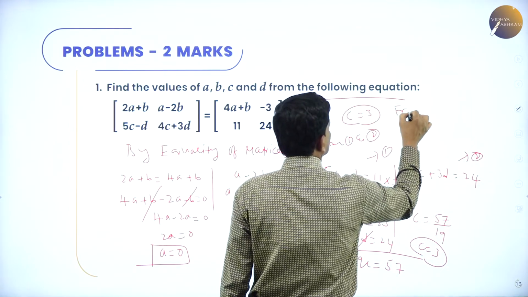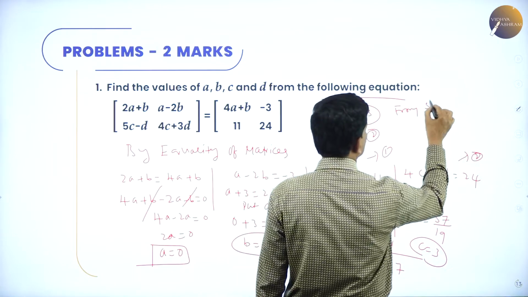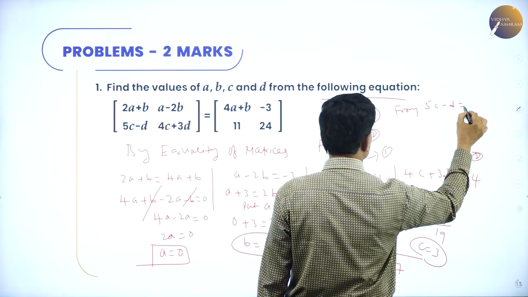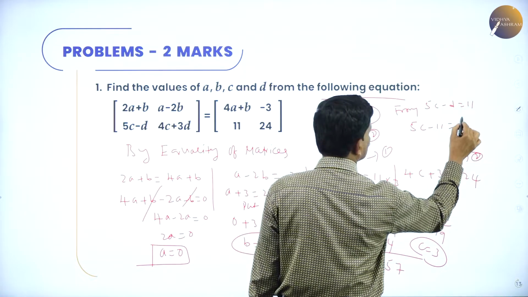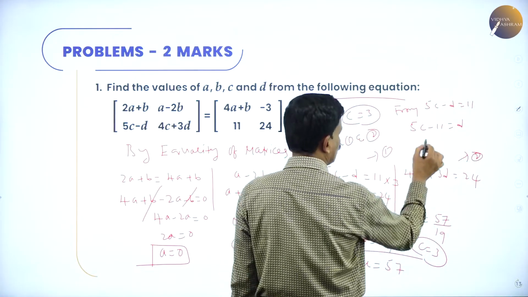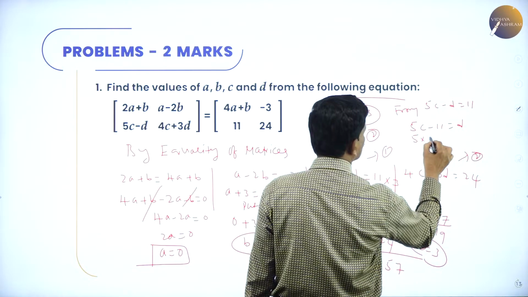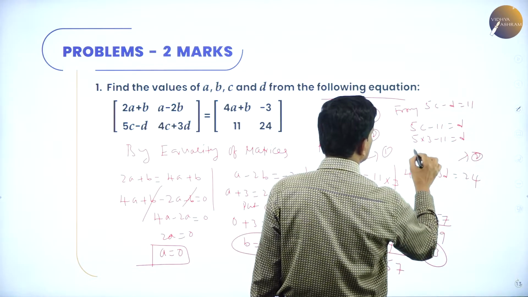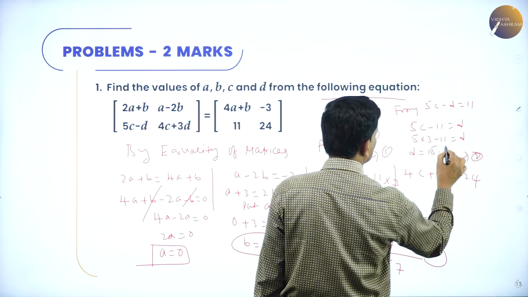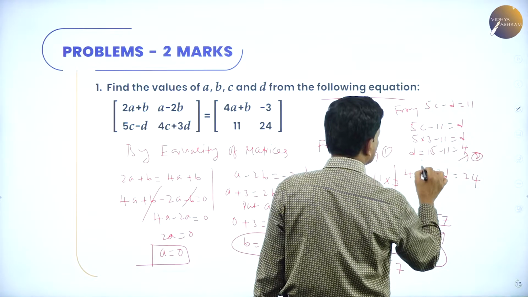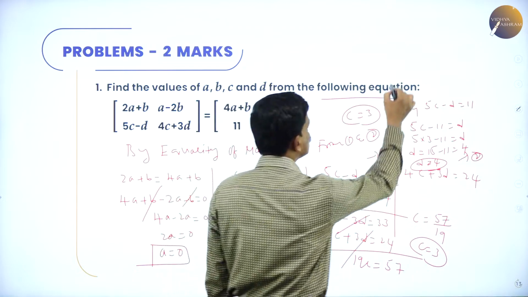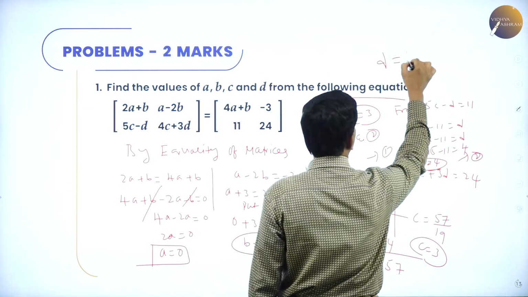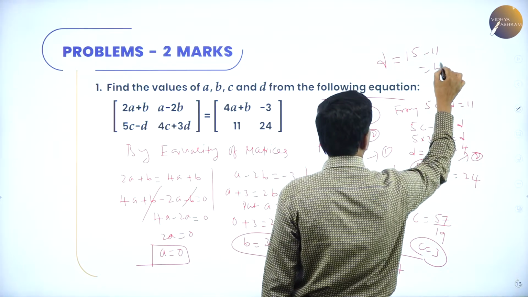Now, from this equation, 5c minus d is equal to 11, how to find d? 5c minus 11 is equal to d. What is c? 3. 5 into 3 minus 11 is equal to d. So 5 3s are 15, minus 11 is equal to 4. d is equal to 4. That's it. 15 minus 11 is 4.